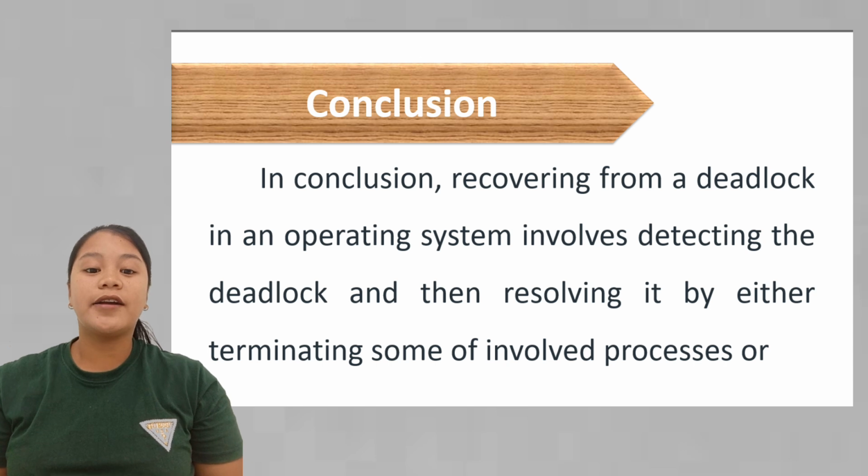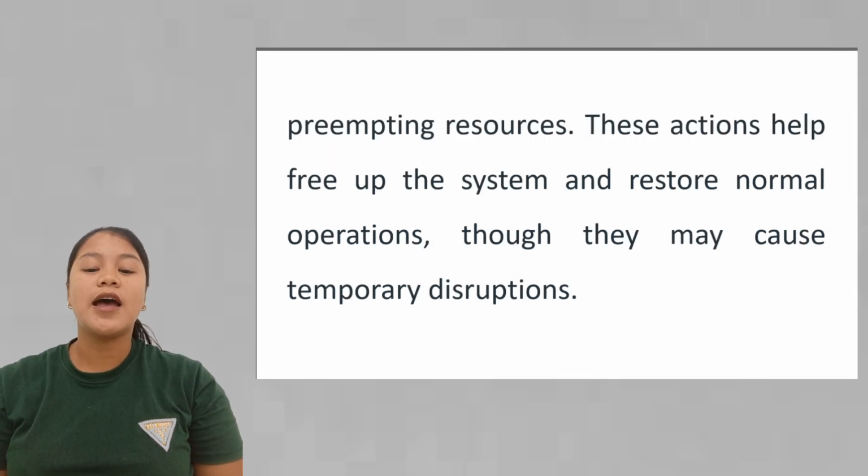In conclusion, recovering from a deadlock in an operating system involves detecting the deadlock and then resolving it by either terminating some of the involved processes or preempting resources. These actions help free up the system and restore normal operation, though they may cause temporary disruption.